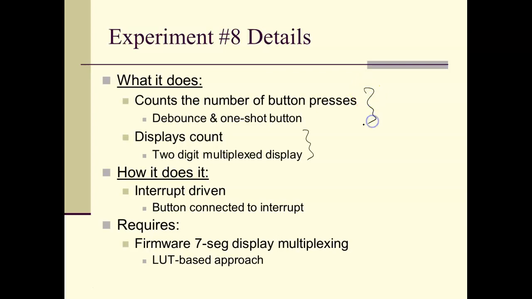Anytime you're working with a button, we're going to both debounce it and one-shot it. The hardware is provided for the debounce and one-shot, so you don't have to worry about that. The way this works is the button is connected through these 2 devices up to the interrupt pin. Essentially, you press a button, it's going to generate an interrupt, and you're going to count the number of interrupts. The big requirement here is to count the number of interrupts, which means you have to multiplex the displays in firmware, and the requirement is to use a lookup table based approach, and we'll get to that in a second.